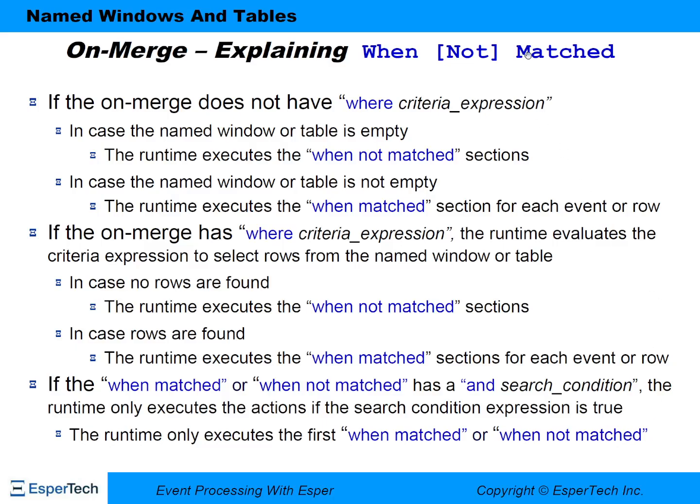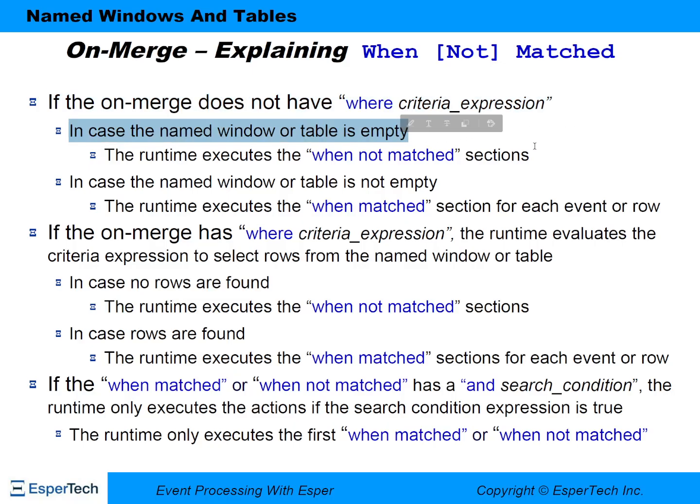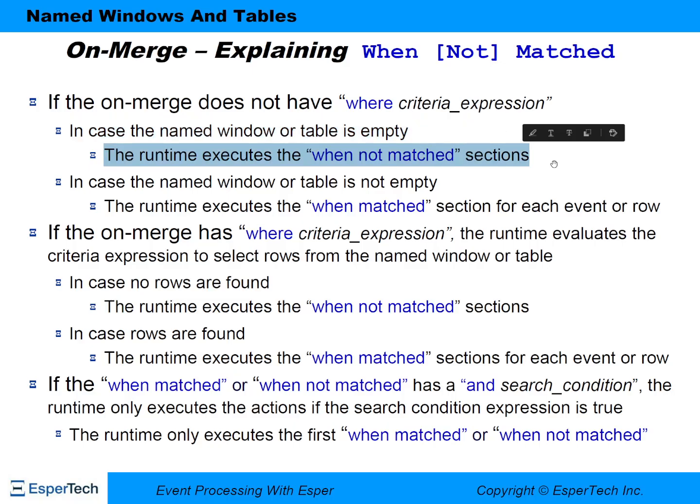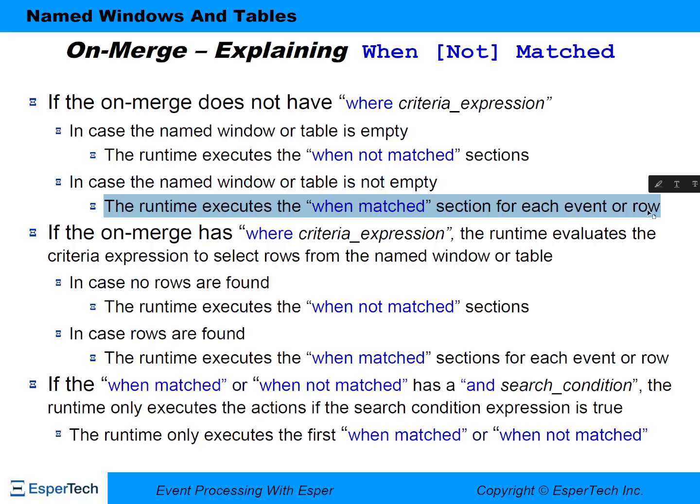This slide explains the when matched and the when not matched keywords of onMerge. If the onMerge does not have a where keyword and does not have a criteria expression, the following applies. In case the named window or table is empty, the runtime executes the when not matched sections. In case the named window or table is not empty, the runtime executes the when matched sections for each event or row.